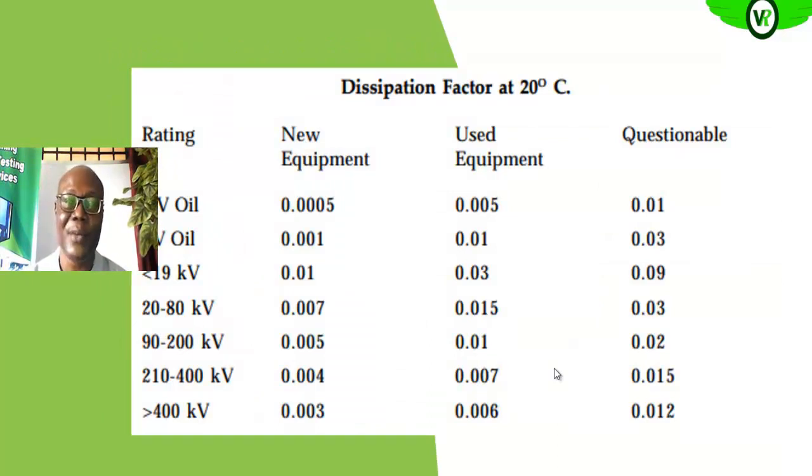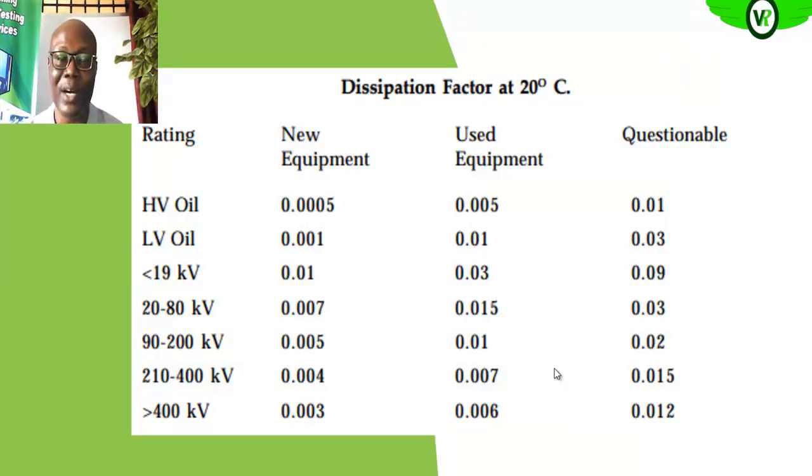So here is, let me say, a rule of thumb or some idea about what should be acceptable in your measurement. So on the left of this table, we have the ratings of the equipment. So if it is high voltage oil-filled, for new equipment, the dissipation factor, that is the tan delta value, should be very, very low. You see, this is 0.0005. Are we getting it? Remember, it is a ratio, so there is no unit.